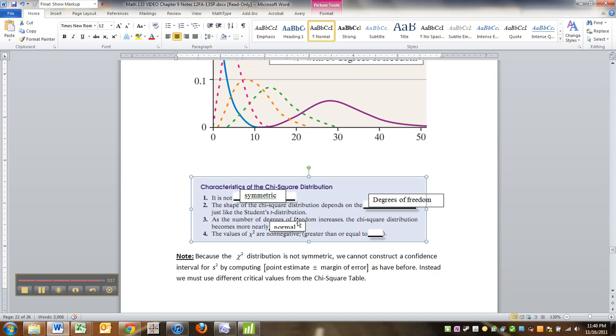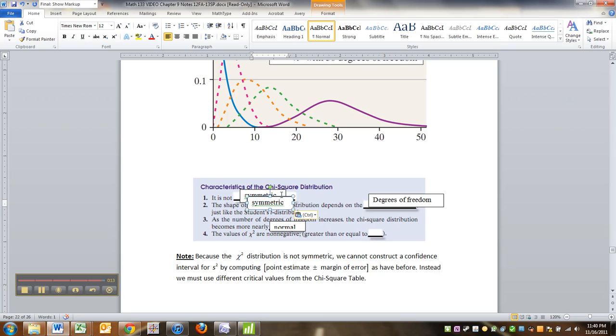And then, last but not least, the values are non-negative, i.e. they're greater than the magic number 0. They have to be. All right? Okay, because the chi-squared... Oh, we're done here. I've got to stop here and we'll see you next time.